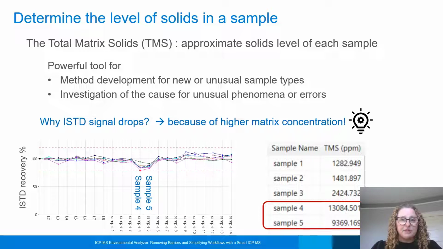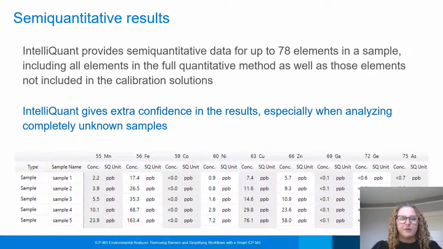In the example shown in this picture, the internal standard signal was lowered in samples 4 and 5. This is indicating a sample matrix effect in these samples. The change in internal standard is a useful diagnostic tool, particularly when batches of unknown samples are being analyzed. So you can see by having these additional semi-quantitative results, we get a little bit extra confidence. IntelliQuant gives extra confidence in the results, especially when analyzing completely unknown samples.